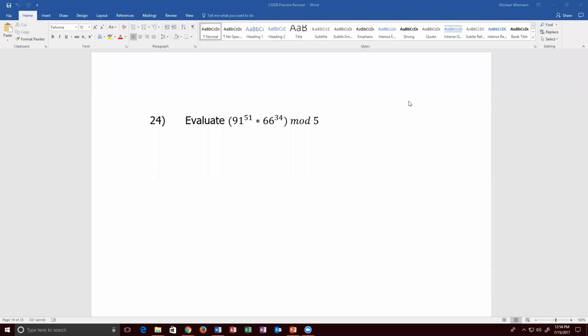Looking at number 24 here, again, working with modulus, we have 91 to the 51st power times 66 to the 34th power, modulus 5. If you recall, when we did one similar to this back in the week 4, week 5 time frame, we looked at evaluating each of the individual moduluses first. So I want to look at 91 mod 5 and 66 mod 5 first. Well, if I perform 5 going into 91, that's going to go 18 times with a remainder of 1. So 91 mod 5 is going to be 1 in this case.